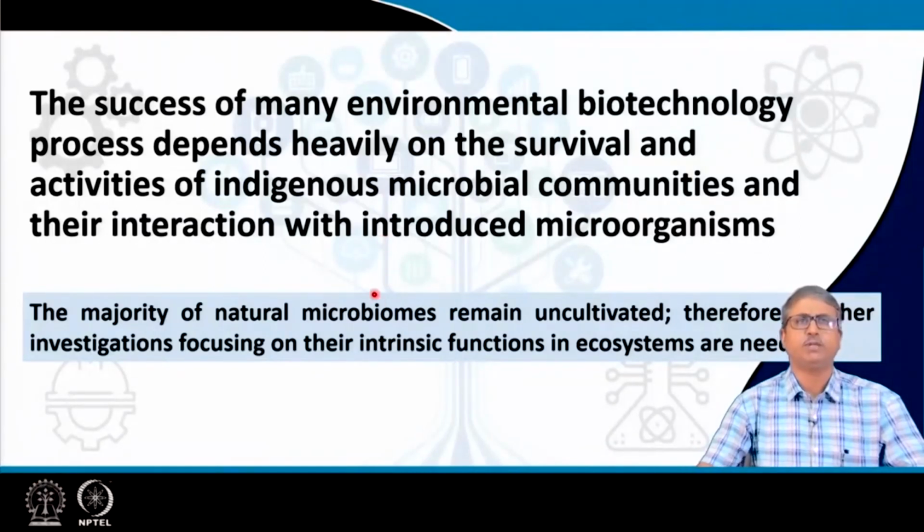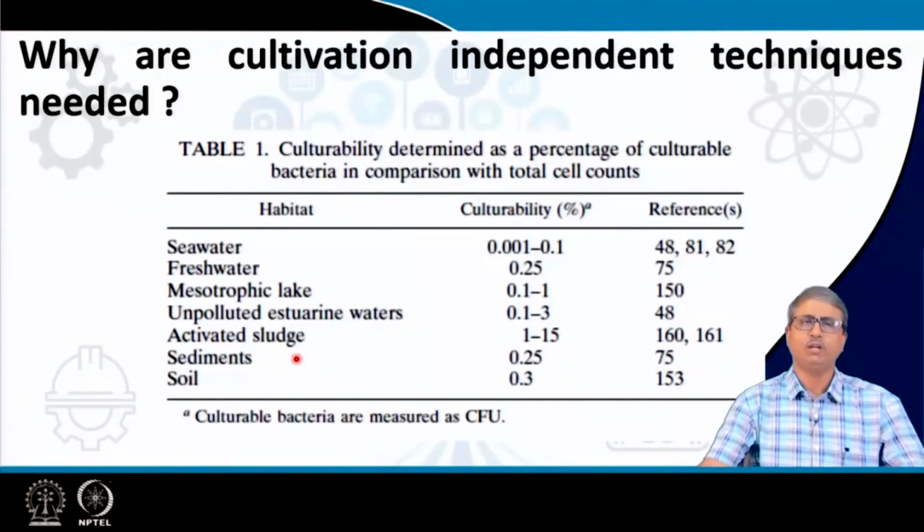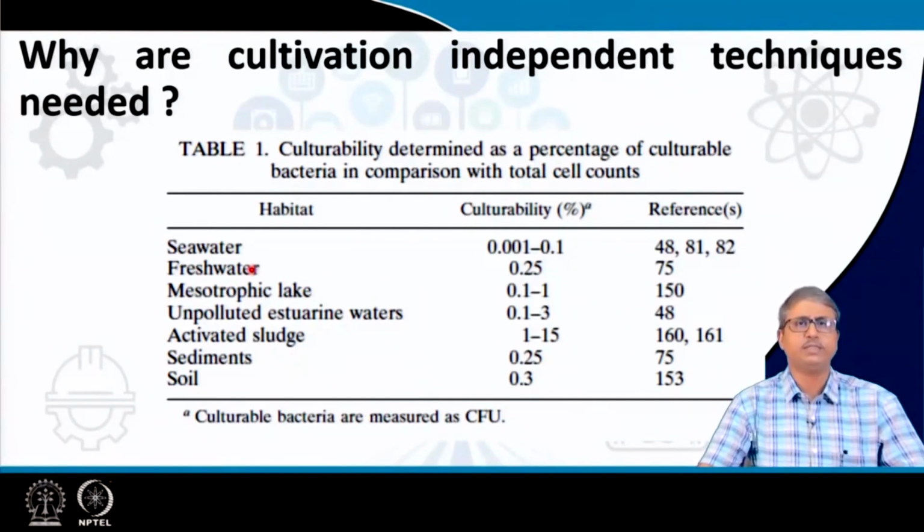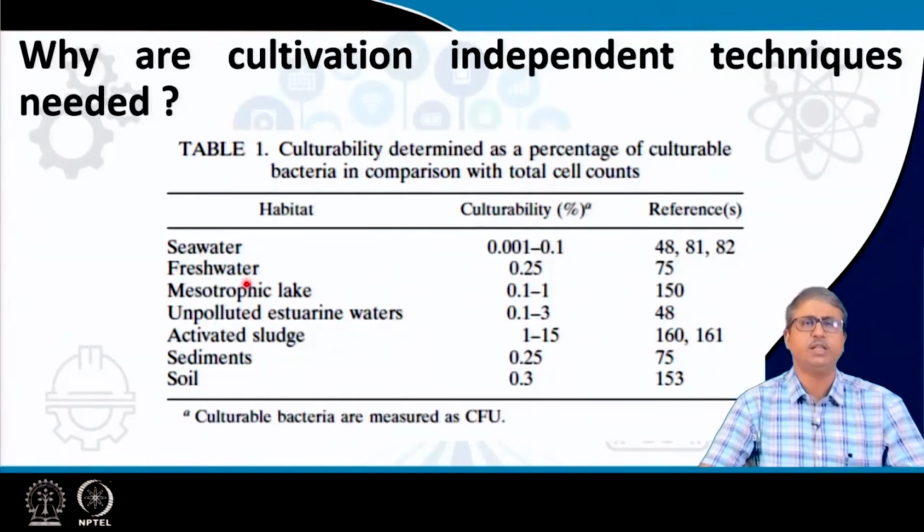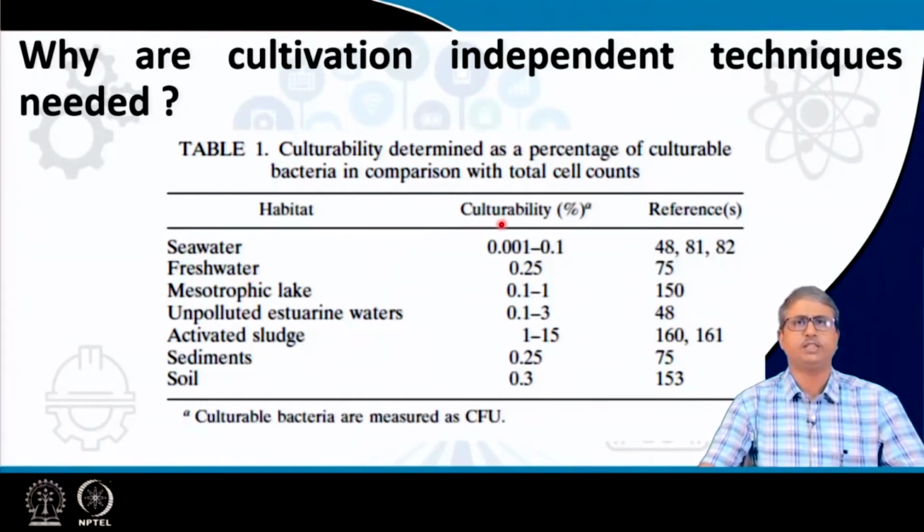The majority of natural microbiomes remain uncultivated. Therefore, further investigations focusing on their intrinsic functions in the ecosystems are always required. Now, why then are the cultivation dependent techniques limited? If we look at this particular data, which was published several years ago, the cultivability of natural microorganisms is quite low, except for a few specific environments like the activated sludge. We can see it is often less than 0.1%, and in some environments like seawater, it is even lower, 0.01 to 0.001.